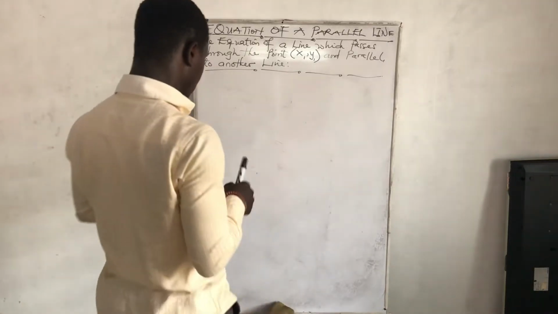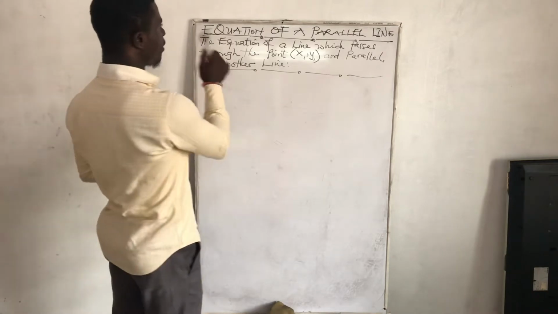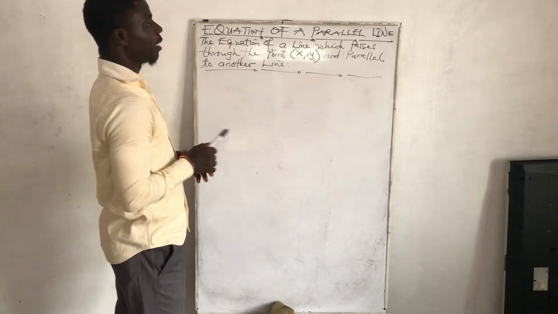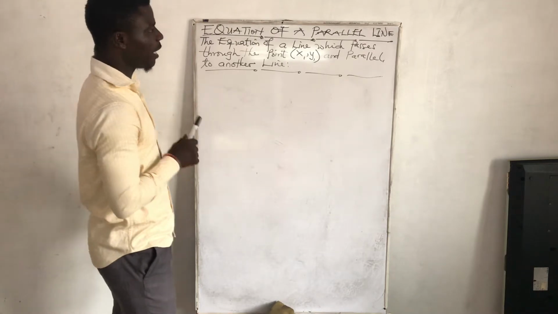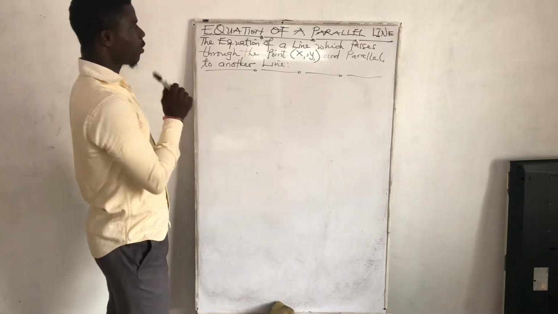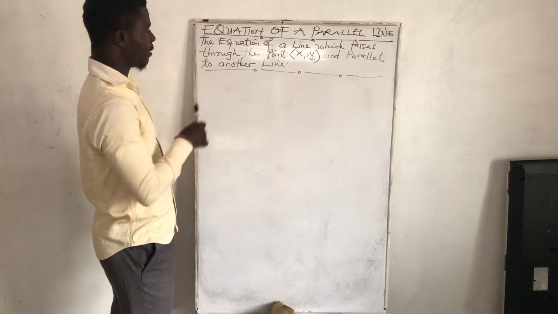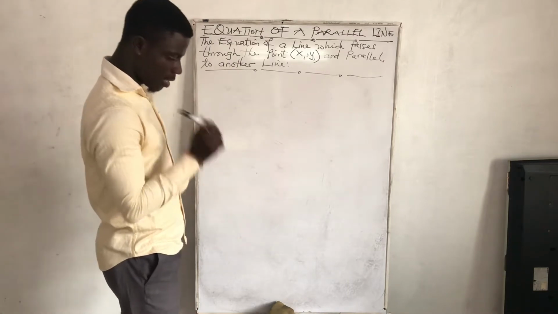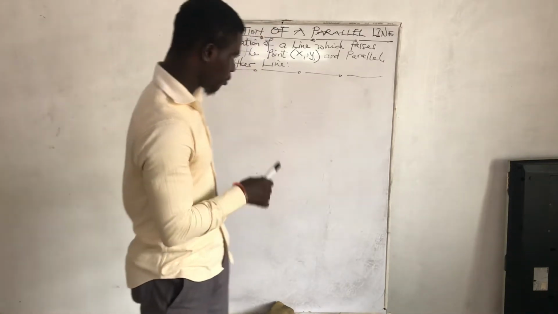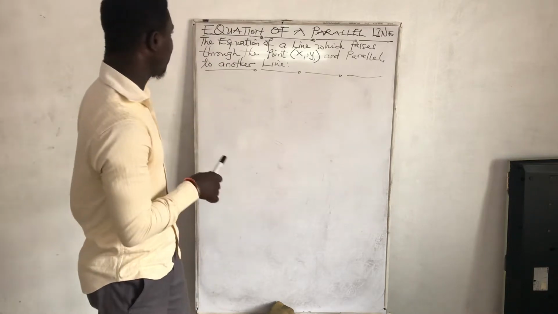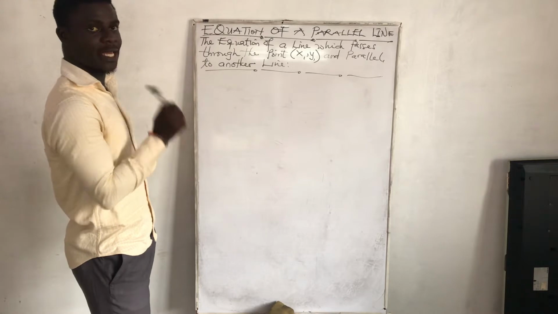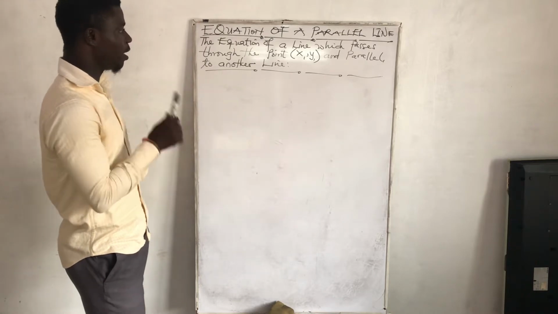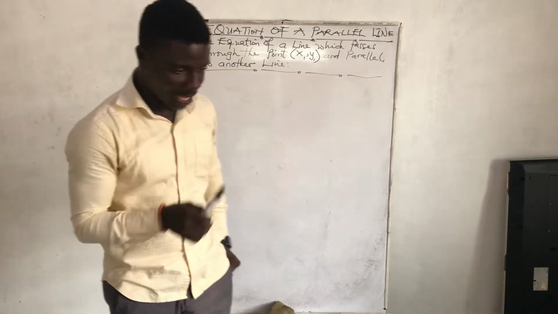Alright, so welcome back. In this video, we'll be considering the equation of a parallel line. What is the equation of a line which passes through the point (x1, y1) and is parallel to another line?